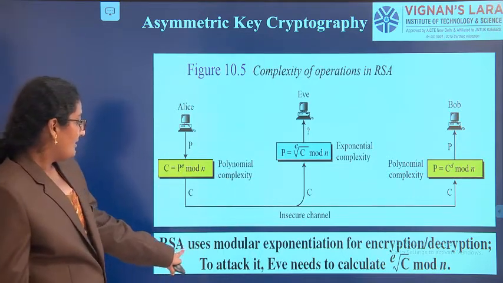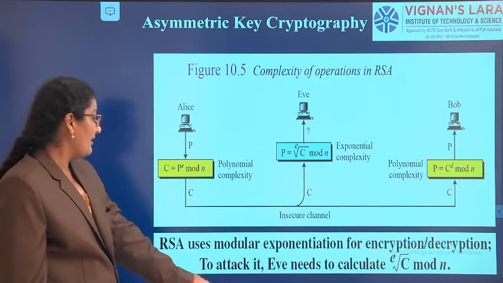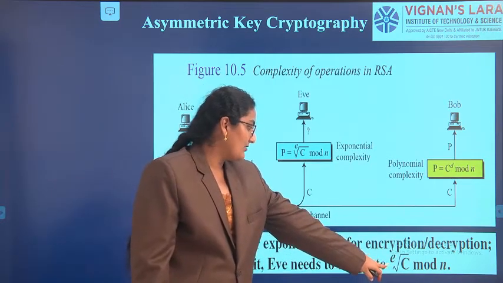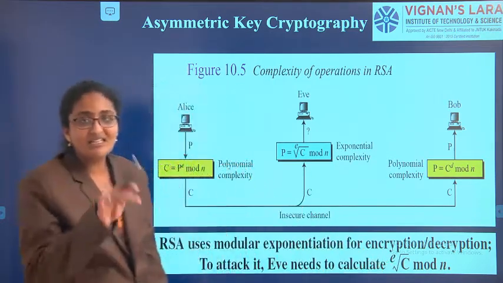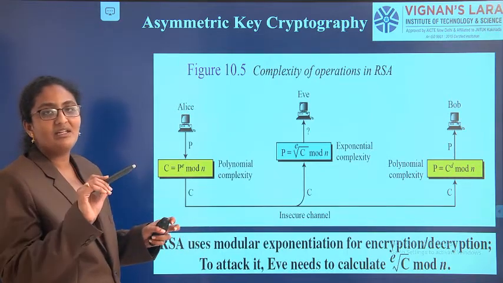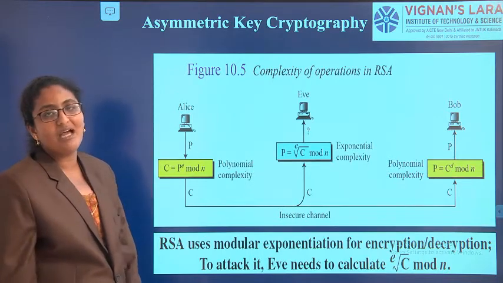See here, RSA uses modular exponentiation for encryption and decryption. To attack it, you need to calculate the square root of c, power e mod n. That is difficult. Calculating square root c mod n to the power e is the difficult task. That is the problem, or the complexity, we have in RSA.